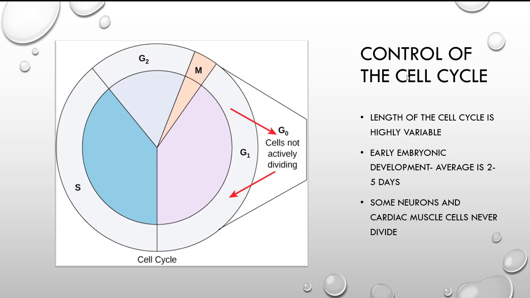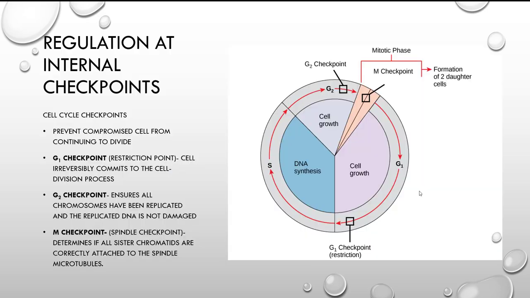Some of those cells do actively divide all the time. Some of them never divide. Okay, so what about the cells that do divide? How do they know when to divide? And how do we prevent cells from dividing when they should not divide? Well, we have regulation of internal checkpoints throughout the cell cycle.